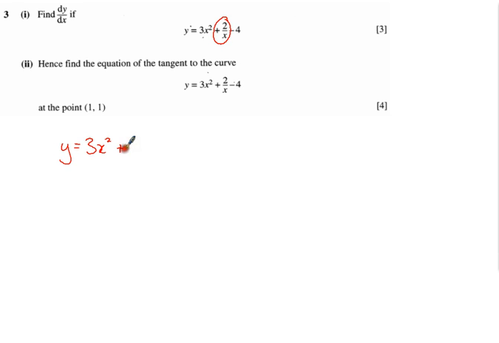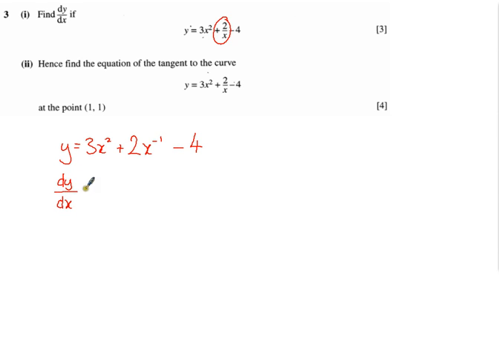So we carefully do that. It's 2 times x to the power of negative 1. And then we have our minus 4 afterwards. Now, just be careful with that algebraic fraction. The minus 1 only applies to the x, not to the 2. And now it's in a form that makes it a bit easier to differentiate.